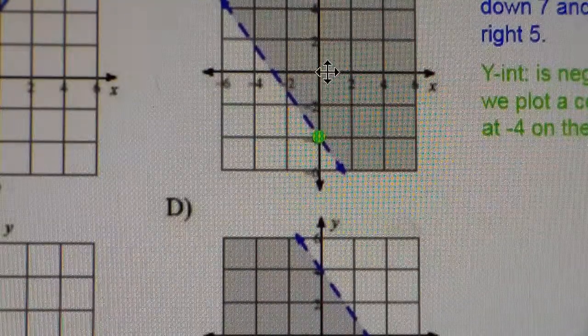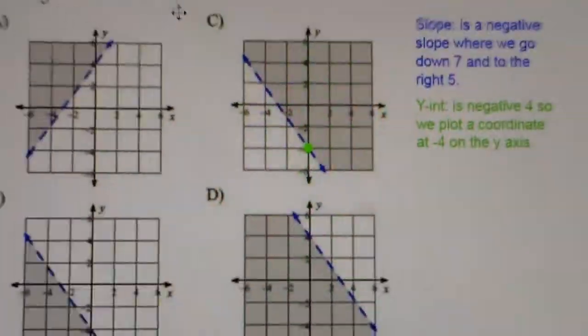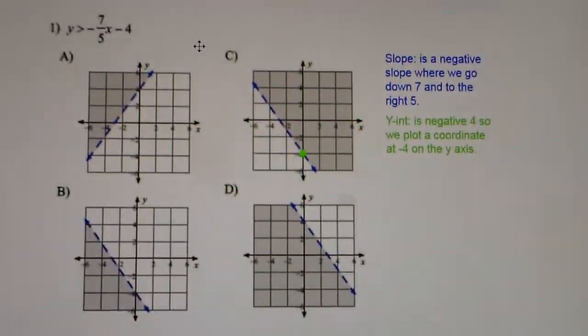The last bit is us shading. We're going to test that 0, 0 point. So I'll zoom back out. We know B and C are the correct graphs. So now I need to know which side to shade. So we're going to test the 0, 0 point. We put 0 in for y, and we put 0 in for x. Anything times 0 is 0. So is 0 greater than negative 4? Well, that is a true statement. So we shade that 0, 0 point, and we shade it. So number 1 is C.